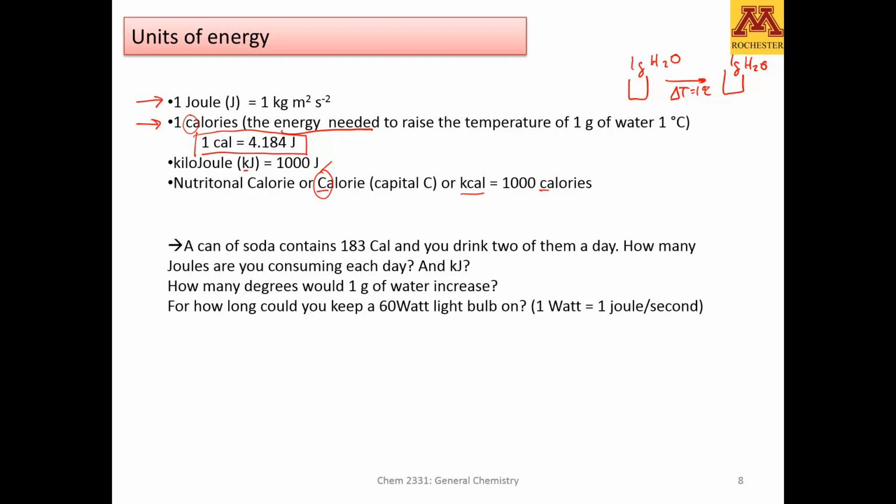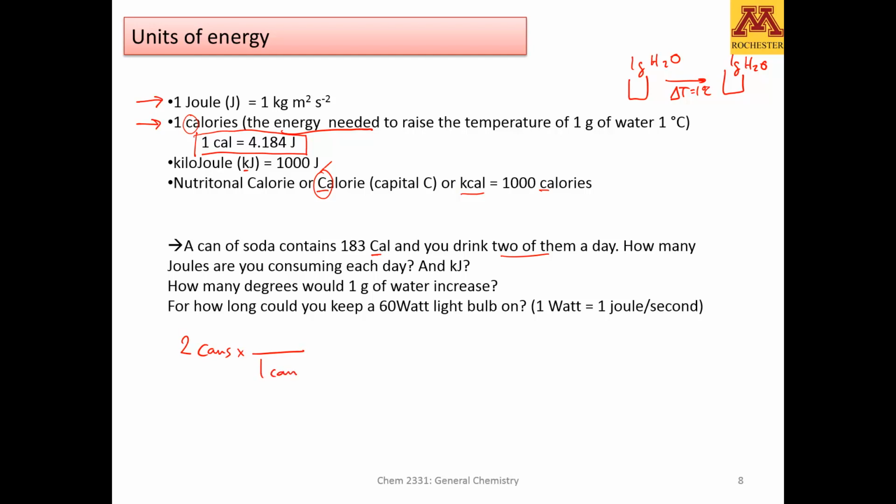Okay, so let's do some trivial problem solving, a little bit of transformations that may give context to all these different units of energy. In this problem, we say that a can of soda contains these many calories, and again, notice that it's a capital C, calorie, and you drink 2 of them. You shouldn't, but say that you do it, alright? So how many joules are you consuming each day? And how many kilojoules?